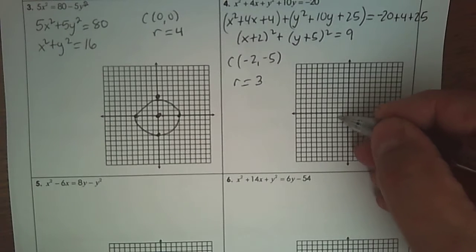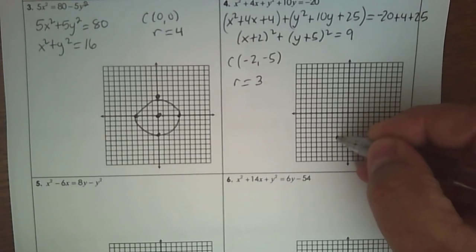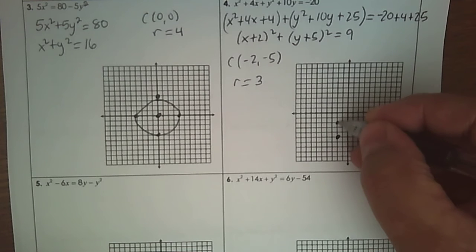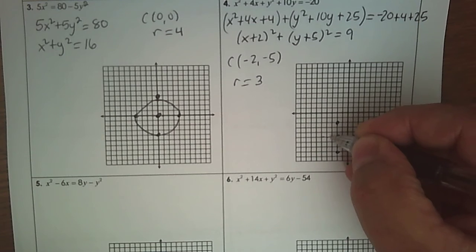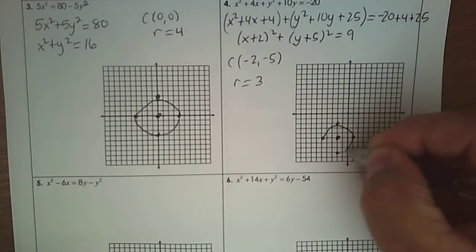So go to negative 2, negative 5. And then count up 3, to the right 3, bottom 3, and left 3. And then draw your circle.